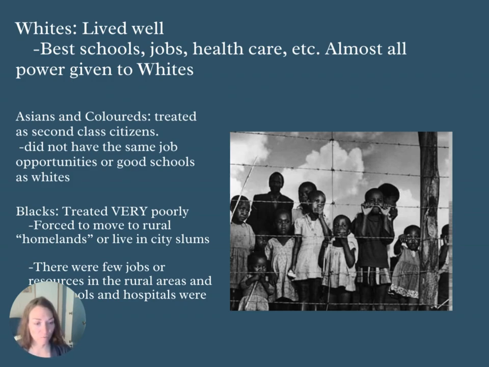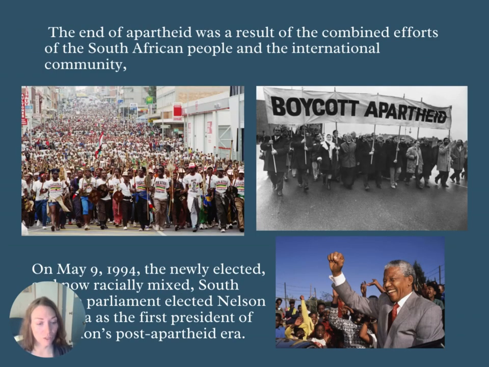They actually were made to move out of where they lived, off their property, and go to what they called homelands, but really it was slums. And the whites took the best properties for themselves. There were very few jobs, very few resources, very poor schools, crumbling schools, and very poor hospitals. So you can imagine tension builds.